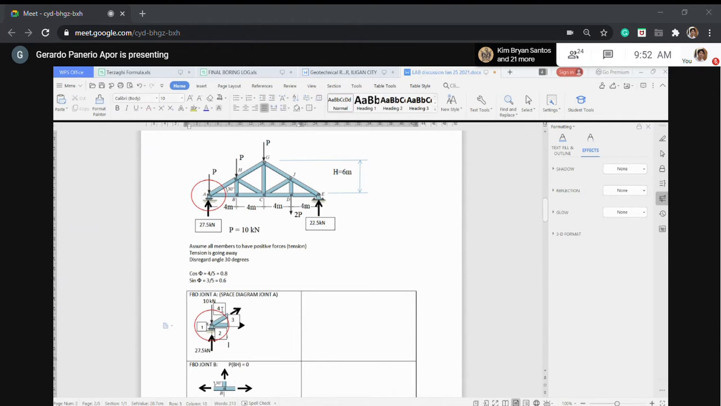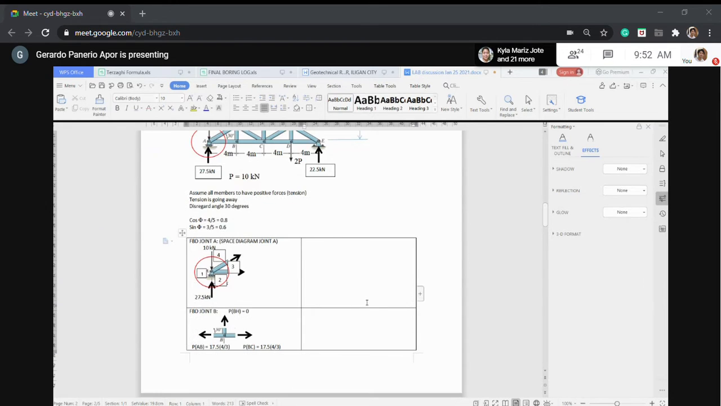In going 4 to 1, you start here. There is a 10 kilonewton load. If you transfer from point 4 to 1, because you go counterclockwise, you cross an arrow which is 10 kilonewton. The direction is downward. So you have to reflect that in your force polygon.